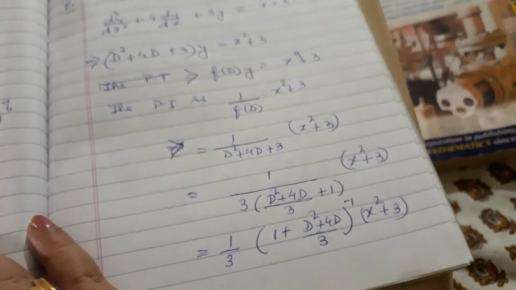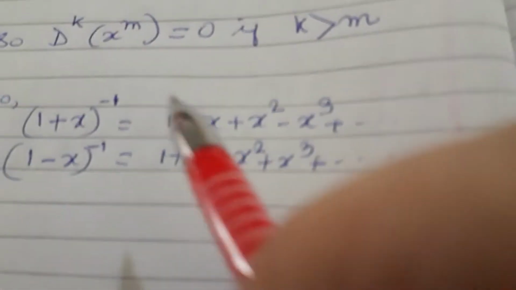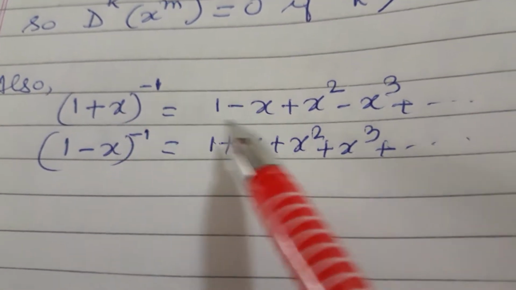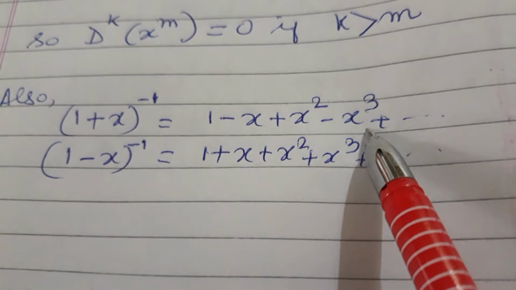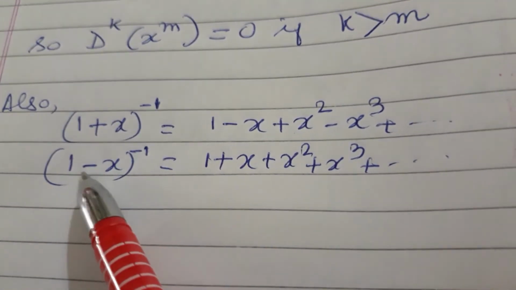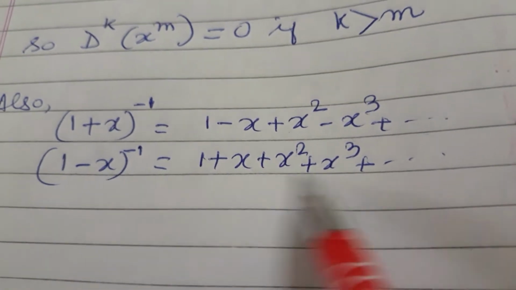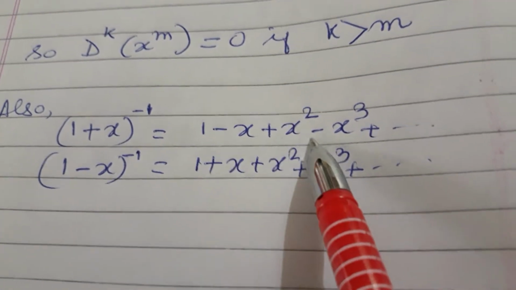We are going to use certain binomial expansions like these. 1 plus x to the power minus 1 is, you remember this. I have sent you in the notes so that you remember. And 1 minus x to the power minus 1. Here all the terms are positive, and here the signs alternate, plus and minus.